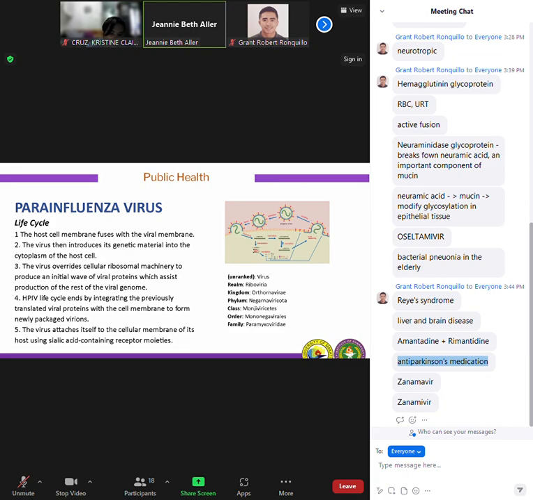So may S4 po dito sa dulo, di lang na-delete na po yata. And last is the virus attaches itself to the cellular membrane of its host using sialic acid-containing receptor moieties. Yung moieties na to is sila yung ultimately cleaved by neuraminidase in the HN molecule to release new particles permitting subsequent cycles of the infection. So next slide po.